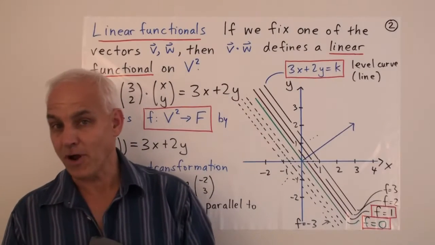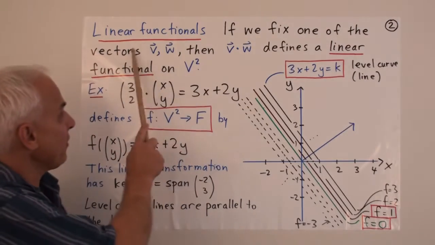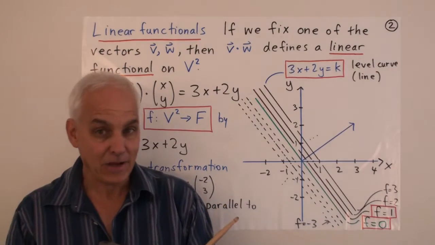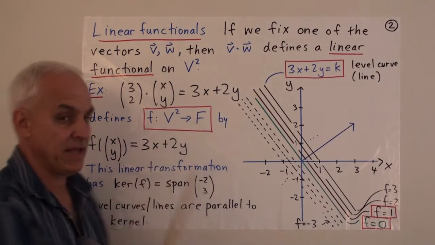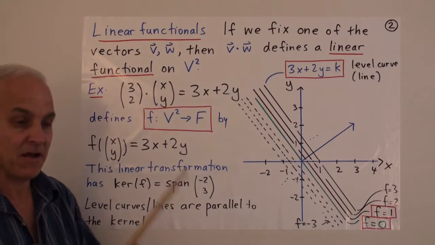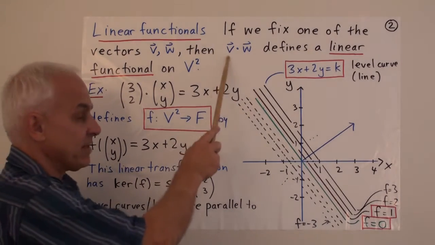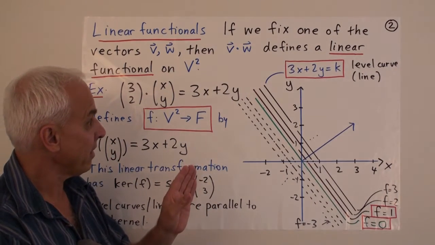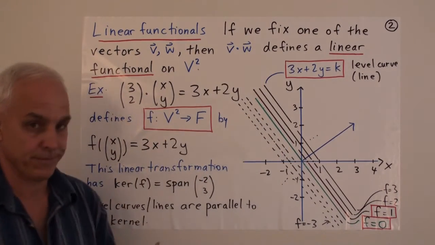The notion of a dot product allows us to introduce, relatively simply, the idea of a linear functional. It's a very interesting, important idea in linear algebra. So if we fix one of the vectors v and w, then this dot product can be interpreted as a variable that depends on the other one. So for example, suppose we fix v, and that's a fixed vector, and then we think about w as varying. Then this dot product defines a linear functional on V2.